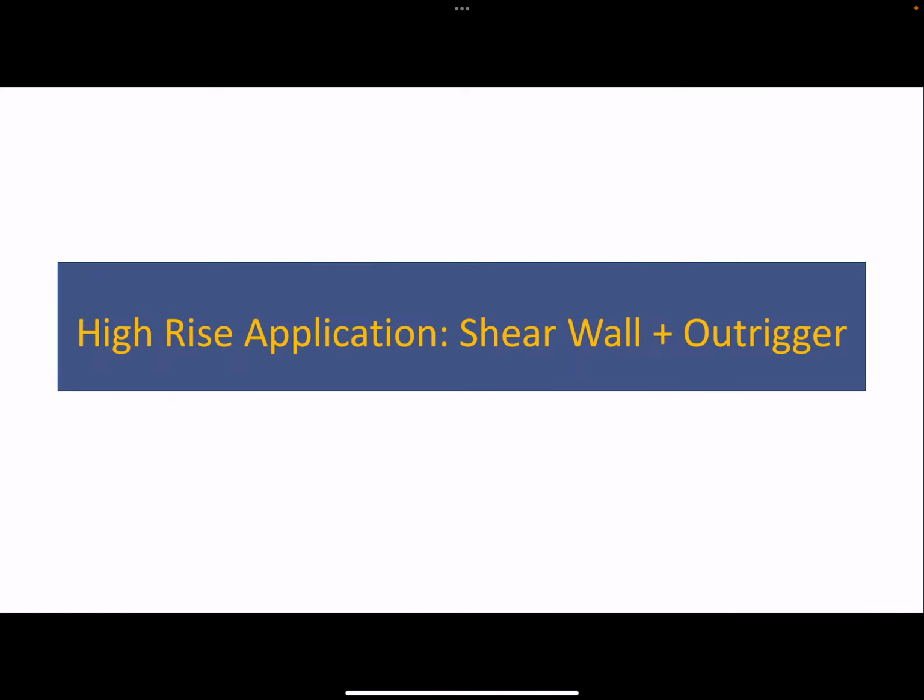And these are also commonly used in high-rise applications. So, of course, the braced frame can get us to some great heights, but shear walls are also useful for that as well. But when we use shear walls in tall buildings, we often need to add an outrigger to help with that action. So I'll explain why.